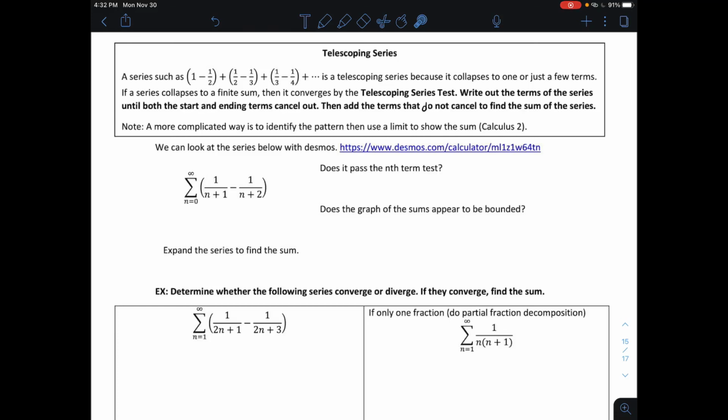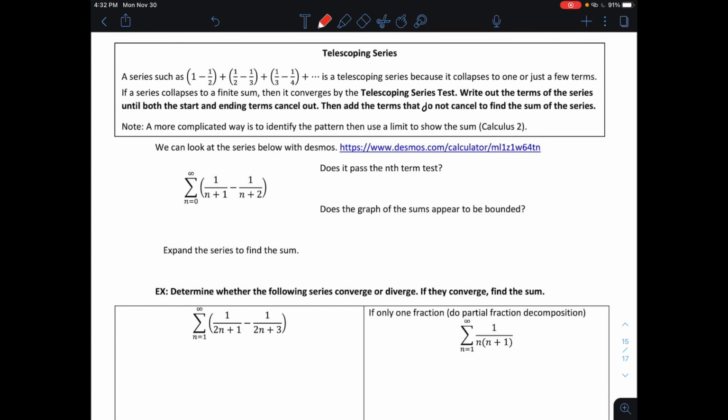In this video, we're going to talk about a special kind of series, which is a telescoping series. An example of a telescoping series is any series where as I continue to add more terms together, so I see this one minus a half plus a half minus a third plus a third minus a fourth, what is happening is the more terms that I write, it's eventually going to collapse down to just a few terms.